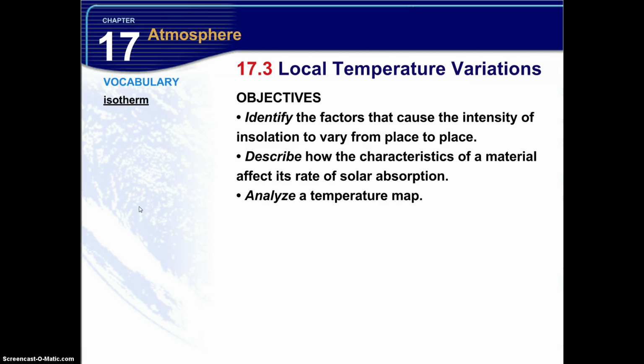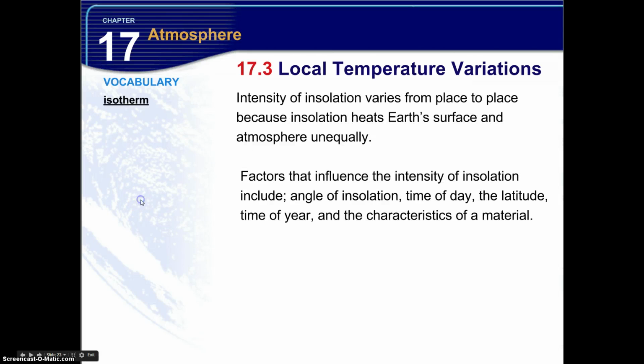Our objectives include: identify the factors that cause the intensity of insolation to vary from place to place, describe how the characteristics of a material affect its rate of solar absorption, and analyze a temperature map. Hope you've enjoyed the first two sections. Now, intensity of insolation varies from place to place because insolation heats Earth's surface and atmosphere unequally.